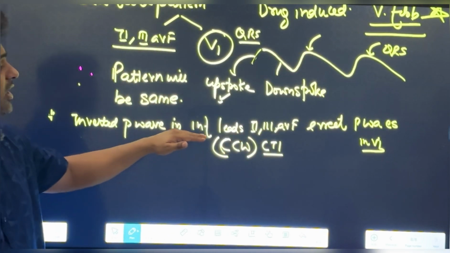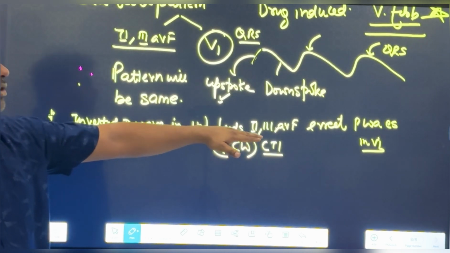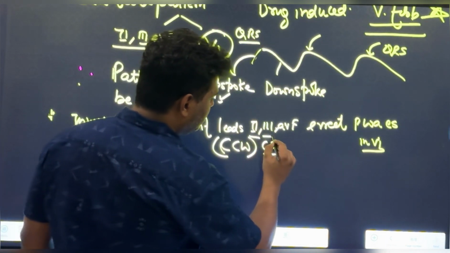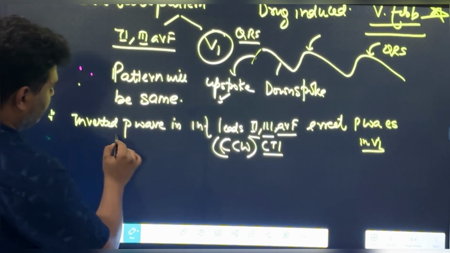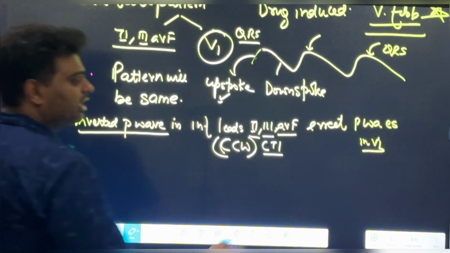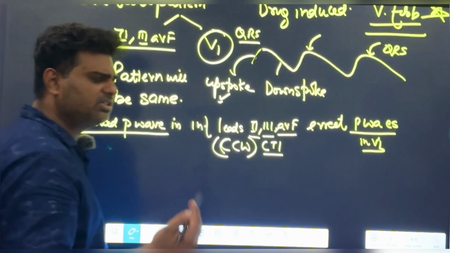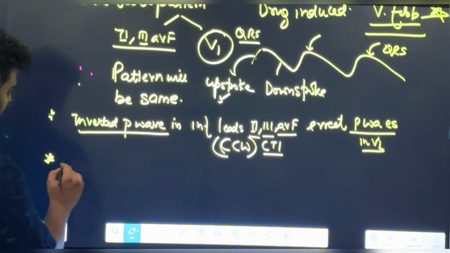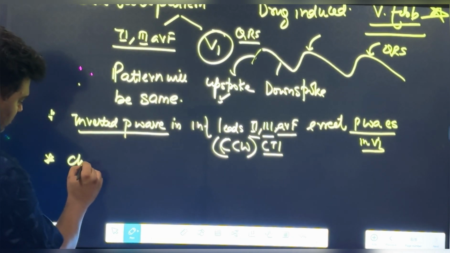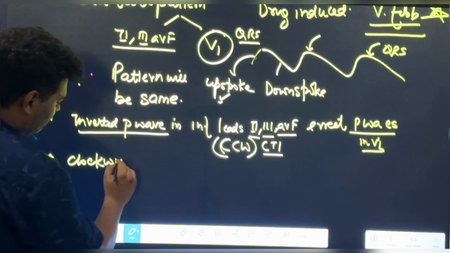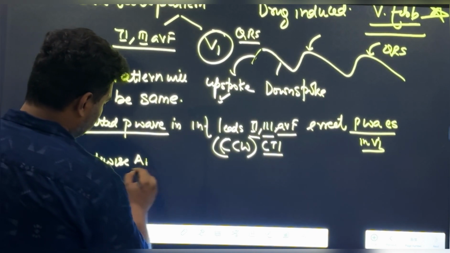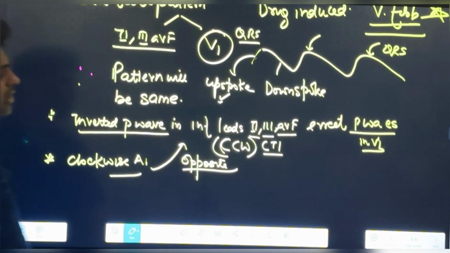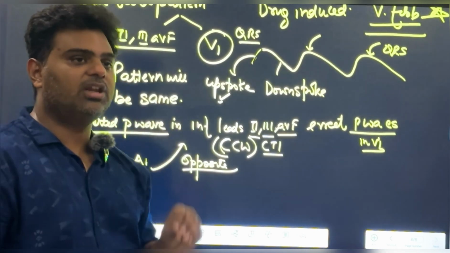So in the inferior leads, the depolarization will be going away from the inferior leads. Therefore, in leads 2, 3 and AVF, you will see an inverted P wave and an erect P wave in V1. I will show you in the ECGs. And just opposite, in cases of clockwise atrial flutter, it will be just opposite. Just opposite means now you will see the P wave in inferior leads will be erect.